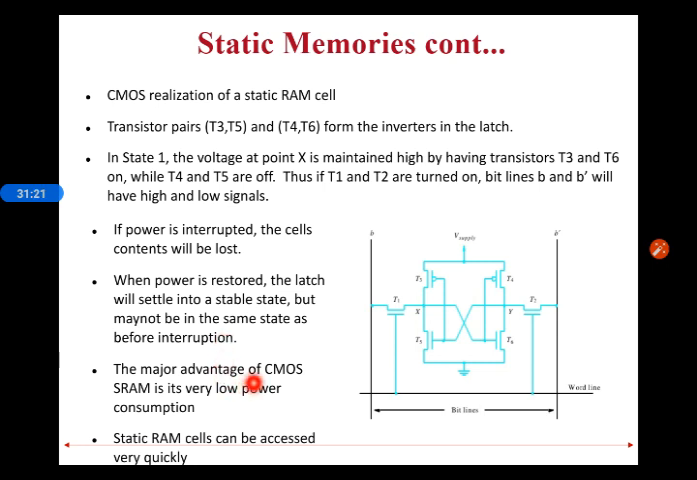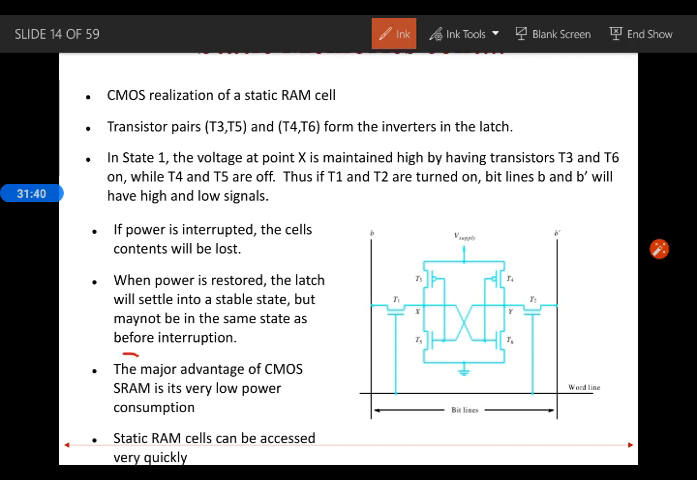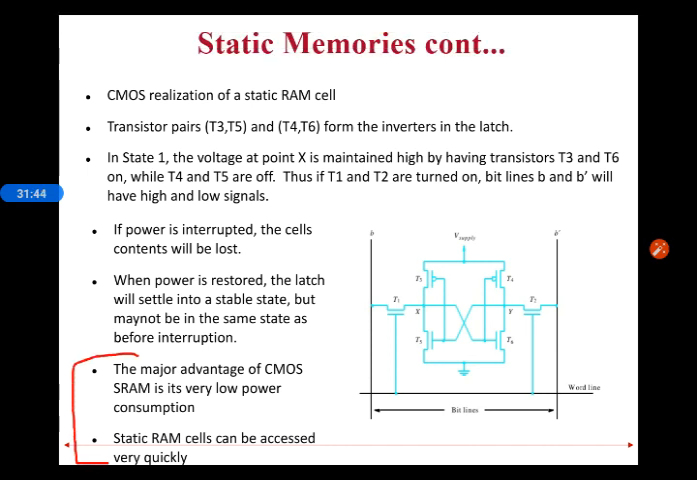Okay, so what is the major advantage of CMOS compared to the other one? CMOS RAM has very low power consumption. It uses very little power for its working, and the static RAM cells can be accessed very quickly. So these are the two advantages related to the static CMOS realization.